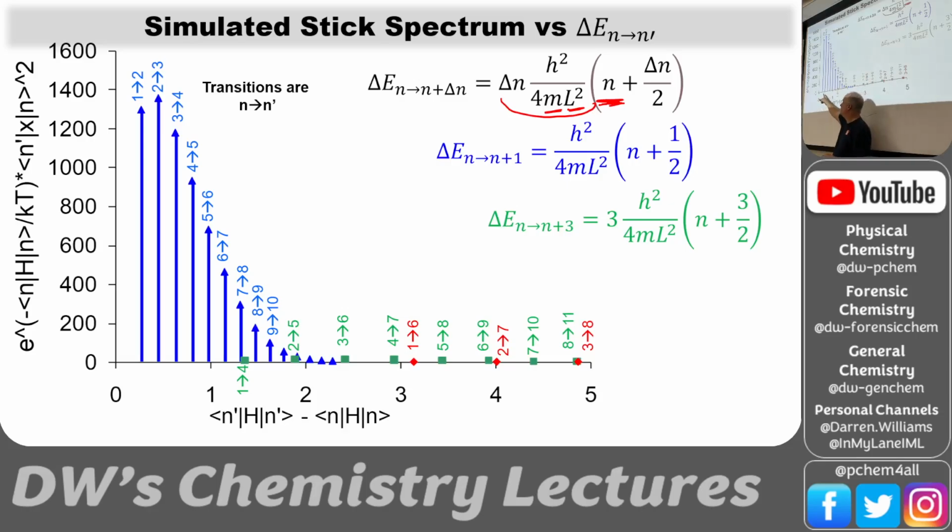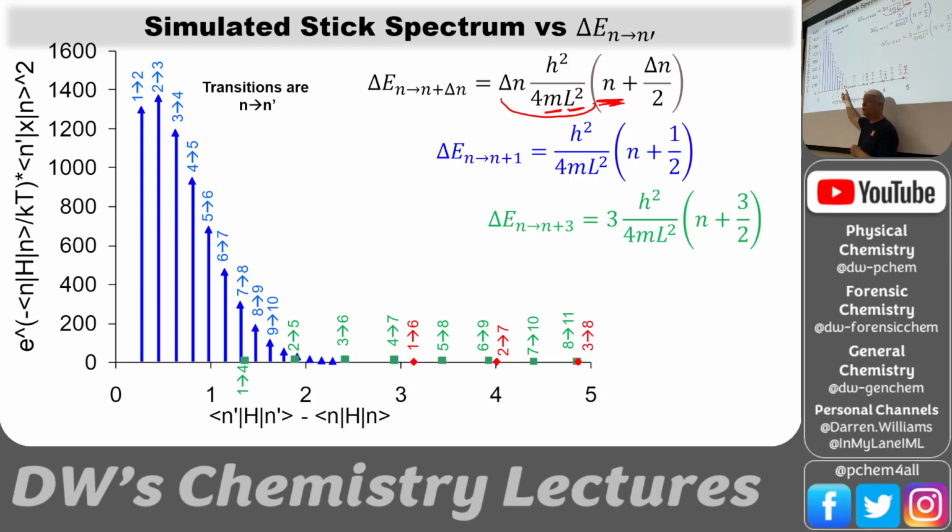See, these only change by 1. This is like 1 to 2, or 2 to 3, delta n equals 1. So the overtones are when that delta n is not equal to 1. So the very first one that's not equal to 1 is your overtone. So 1 to 4 is your overtone.